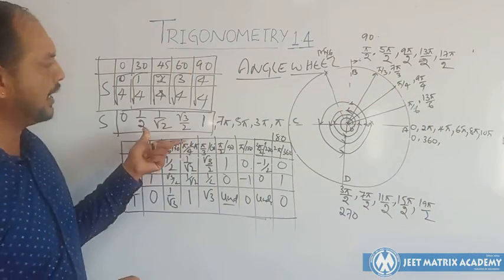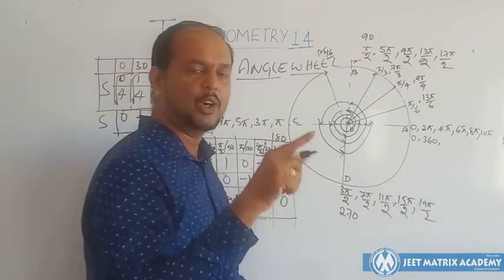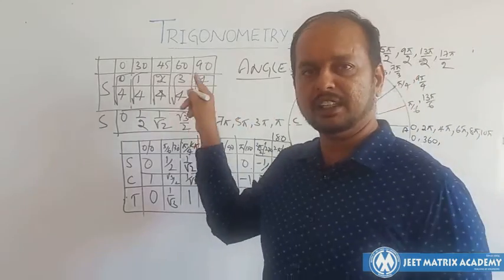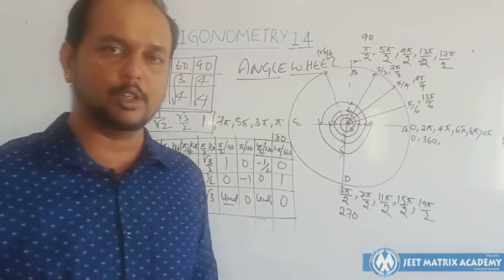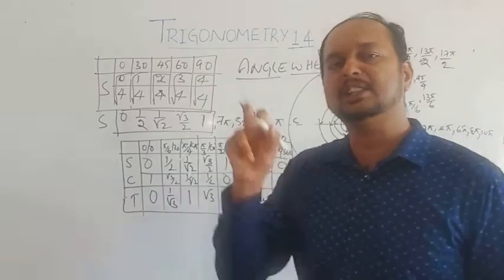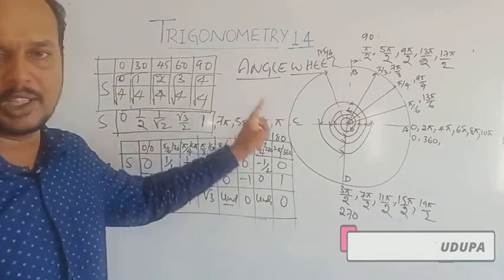This is the last idea. If you forgot everything, you can do this. Write 0, 30, 45, 60, 90. Then write below 0, 1, 2, 3, 4. Throughout divide by 4, then take the square root. That will give the value for all angles 0 to 90.